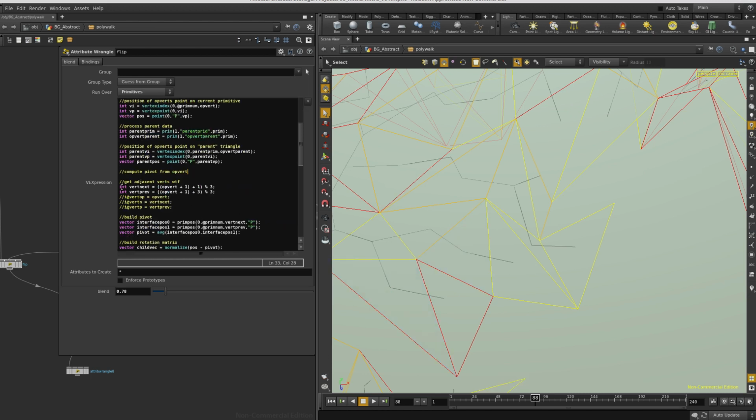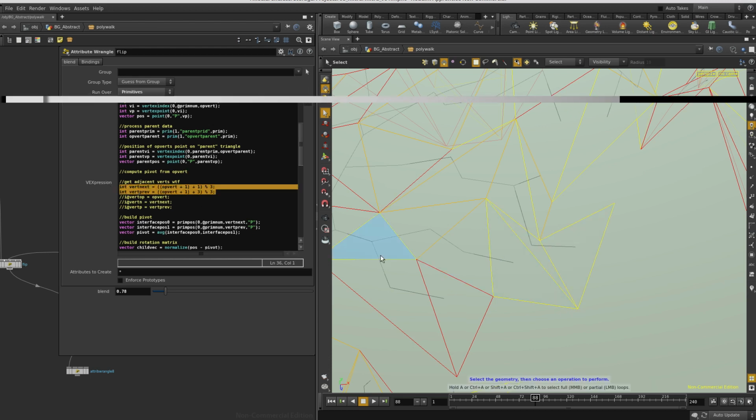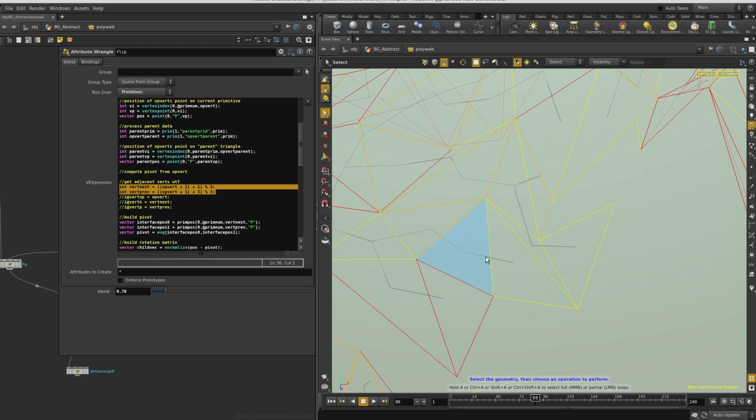And then basically what we have to do is compute the pivot in between these two triangles. The way we do that is, because we have this opposite vertex, we can run this formula, and that's going to get us this vertex and this vertex.